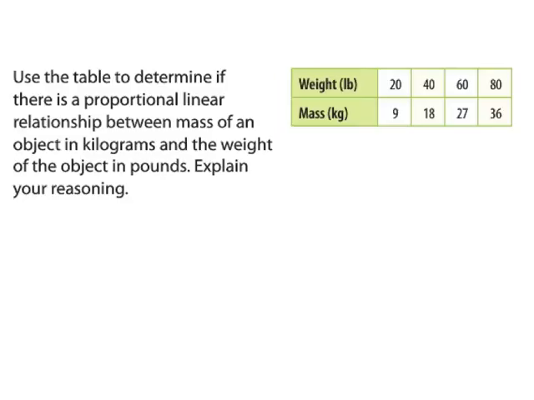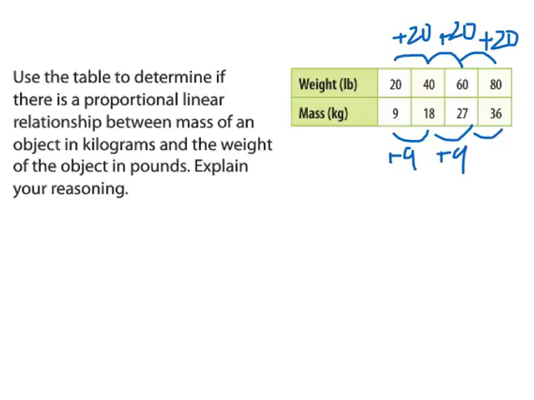This is the first one, and it's a table example, and they want to know if it's a proportional relationship. So if we go from 20 to 40, that's plus 20. Here, it's plus 20. Here, that's plus 20. And then from here to here, it's plus 9, plus 9, plus 9.